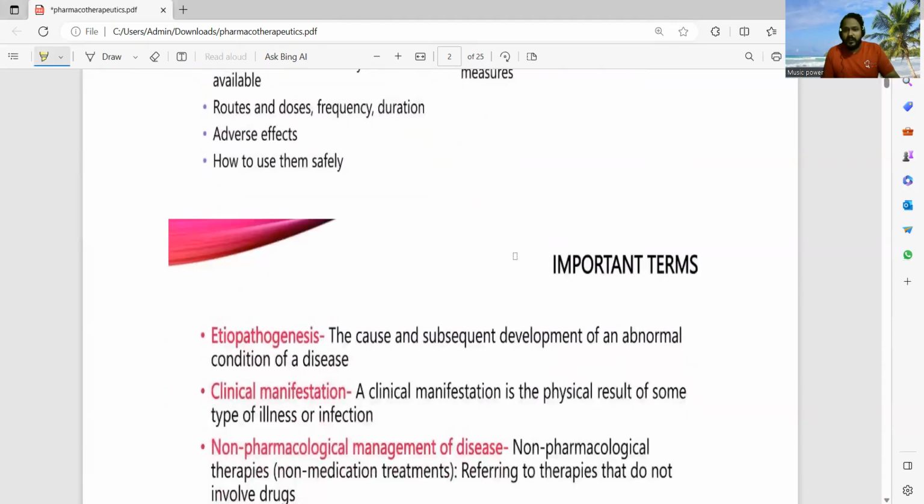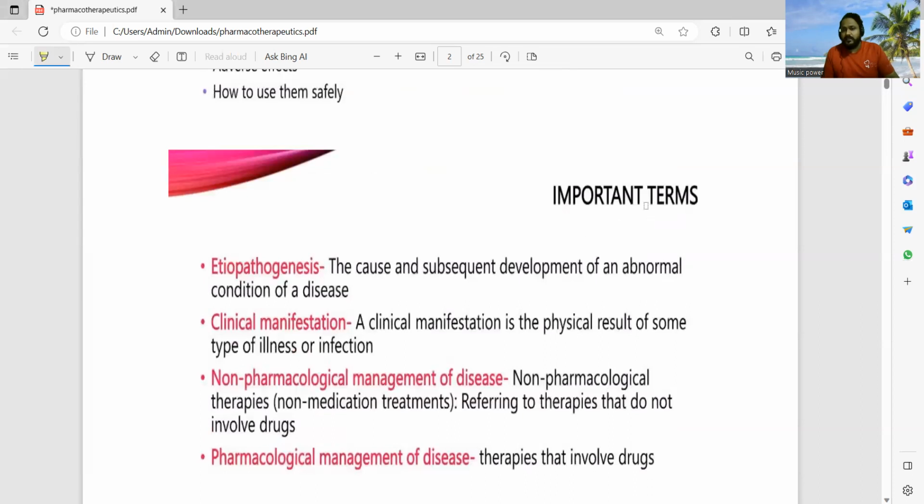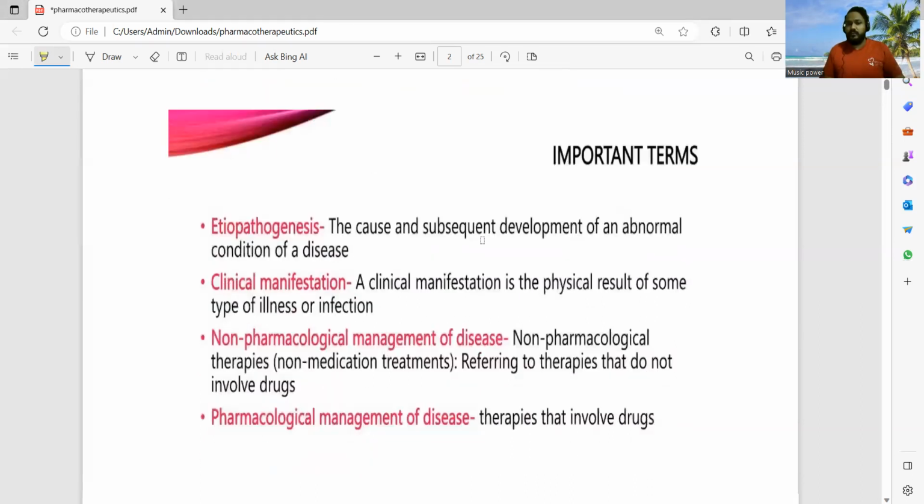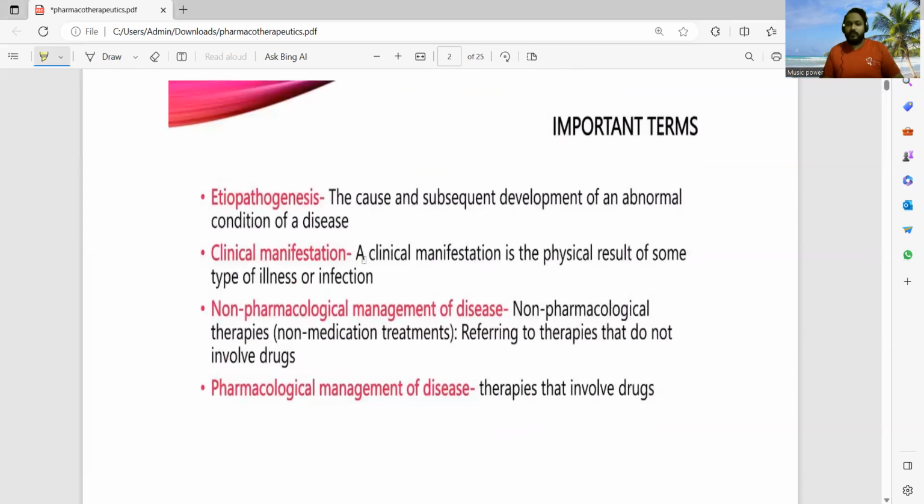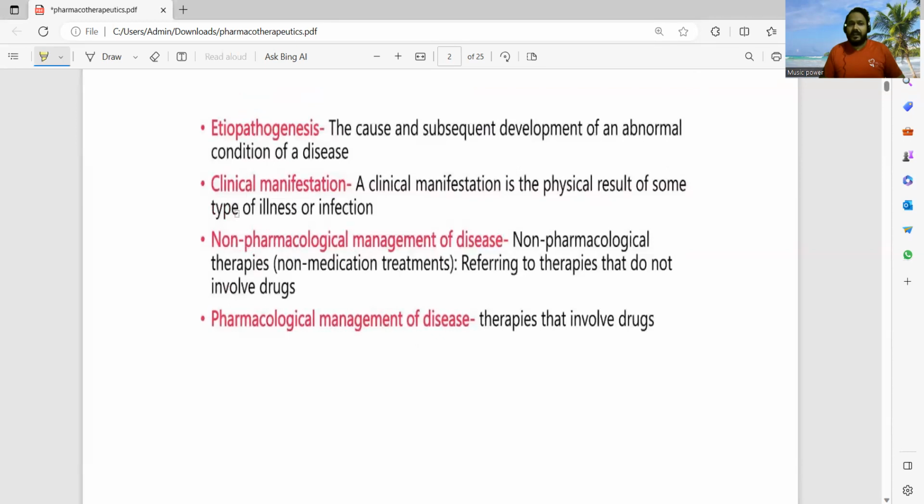Now we move to the next slide. There are some important terms which are frequently used in this subject. So before going into it, we look at these terminologies. Etiopathogenesis is the cause and subsequent development of an abnormal condition or disease, and clinical manifestation is the clinical condition or manifestation resulting from some types of illness and infections.